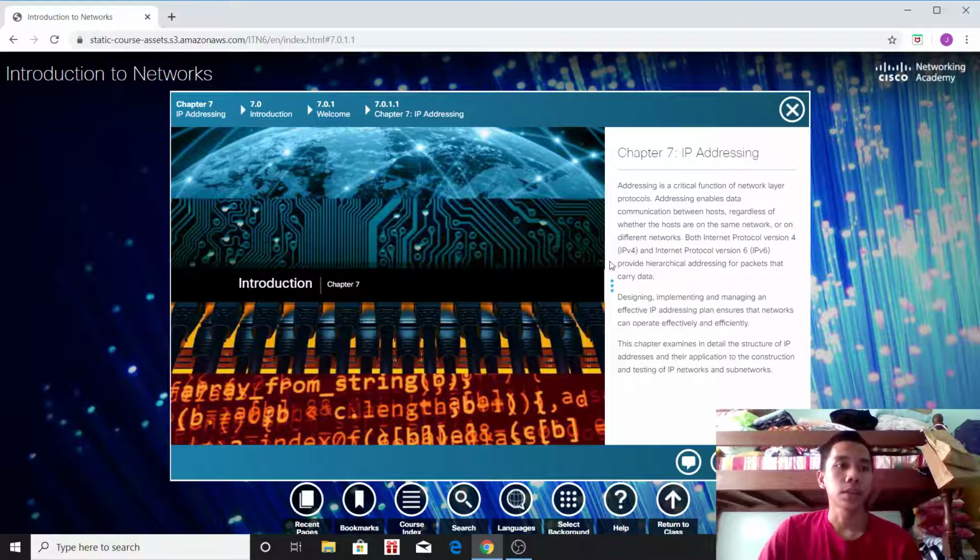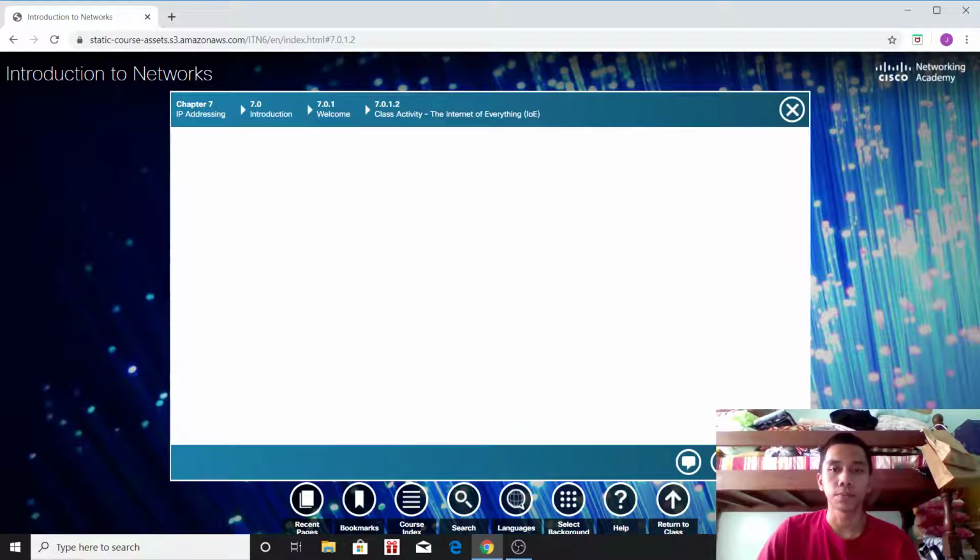Chapter 7 is entitled IP addressing. Addressing is a critical function of network layer protocols. Addressing enables data communication between hosts, regardless of whether the hosts are on the same network or on different networks.